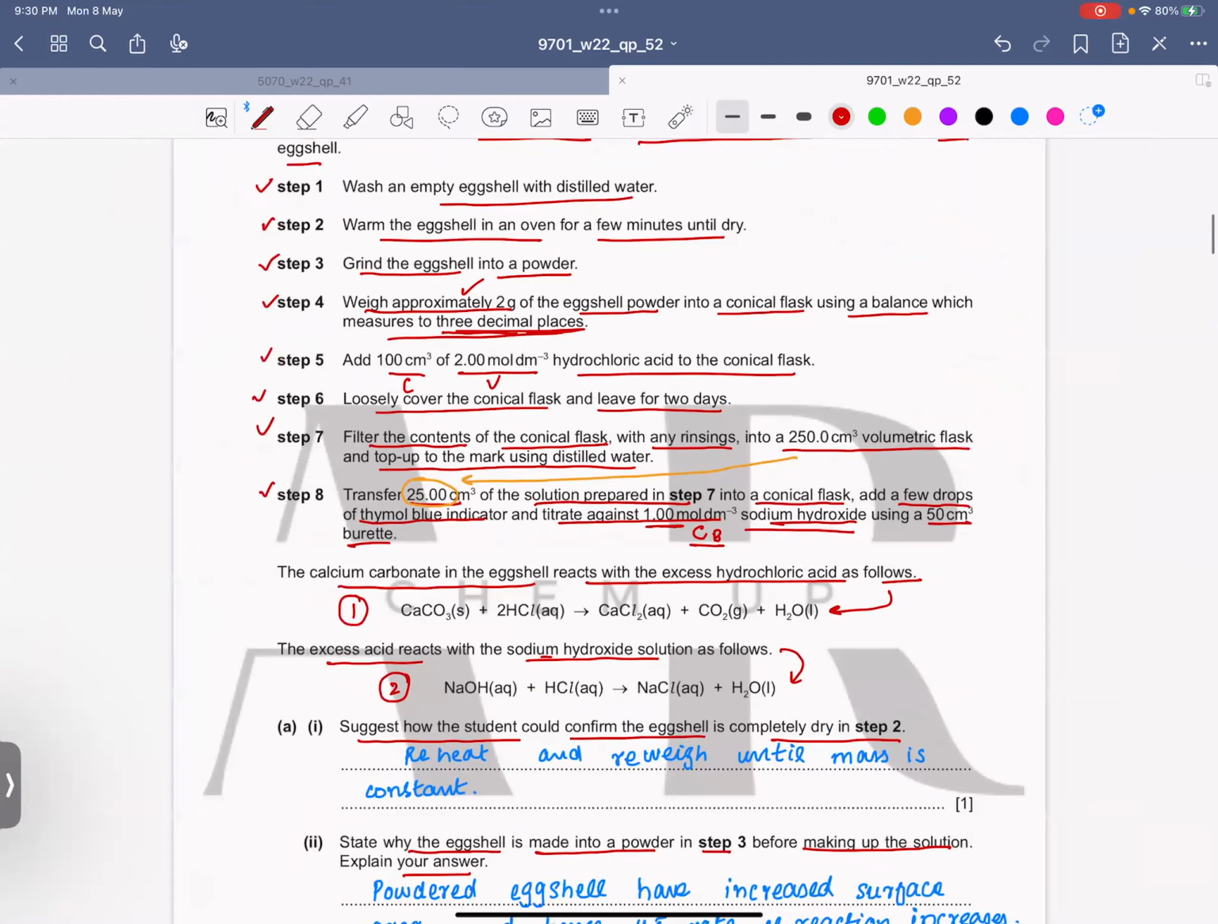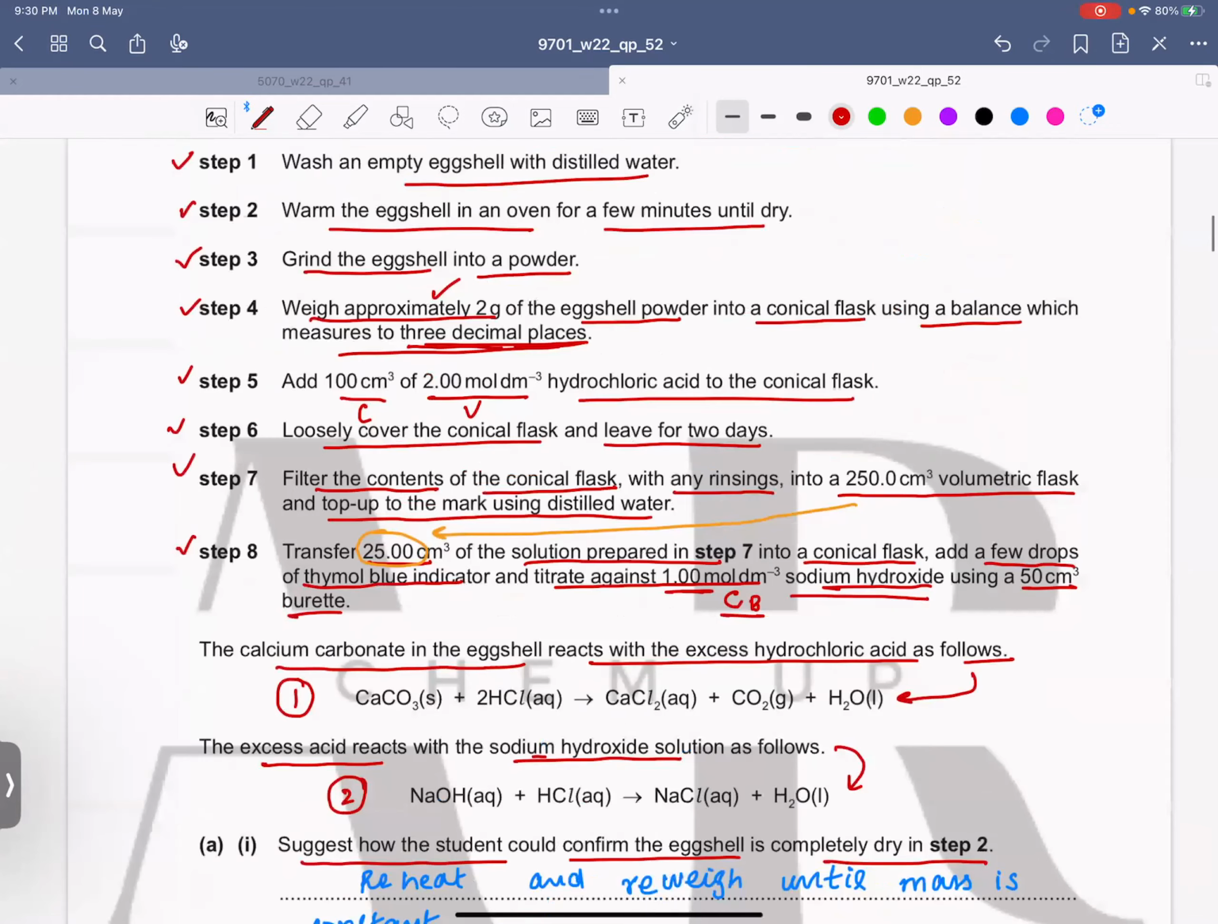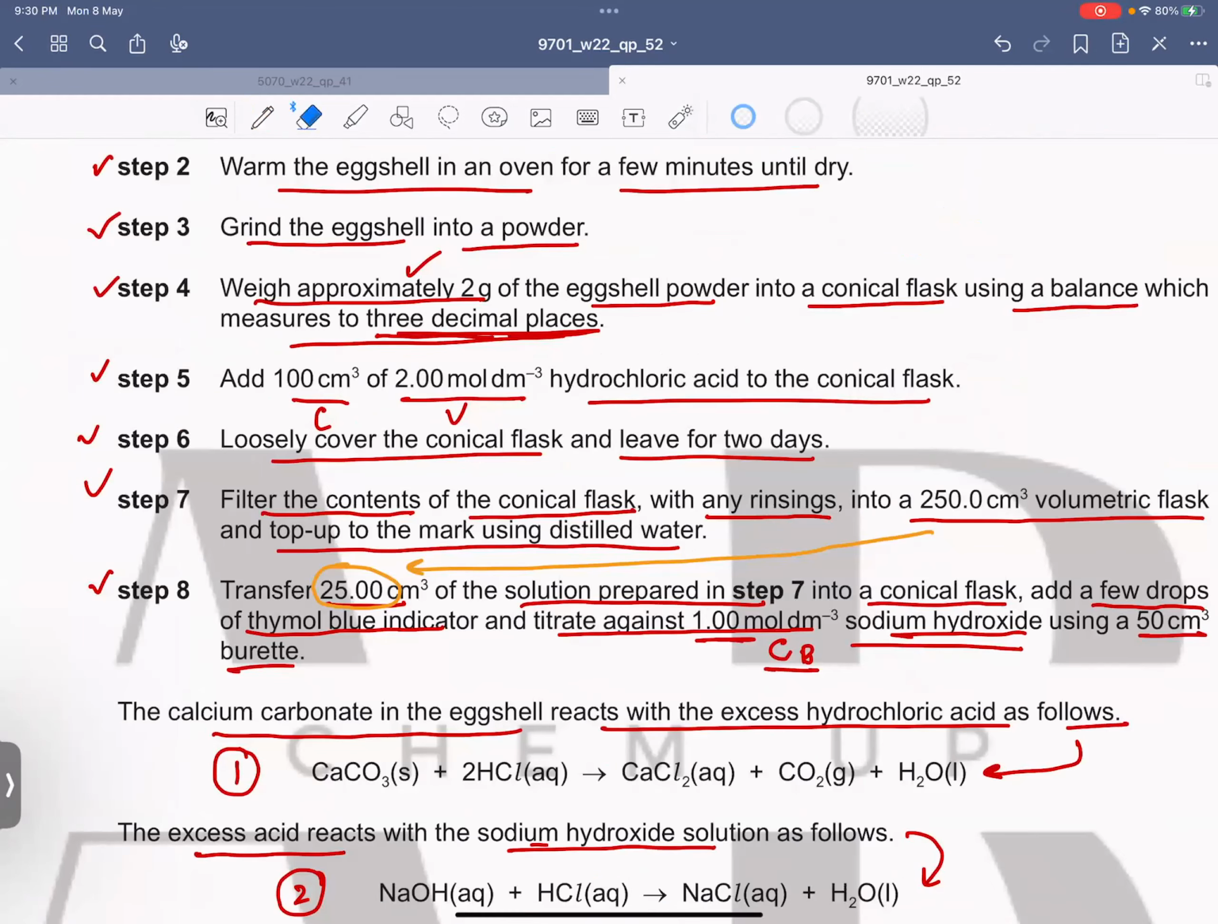If you see, initially the solution that we have used is hydrochloric acid, sorry, my bad. We have used this volume and this concentration. So from this volume and this concentration, I can find the initial moles of hydrochloric acid before any reaction, right? So from here, I can find the initial moles of hydrochloric acid before any reaction.